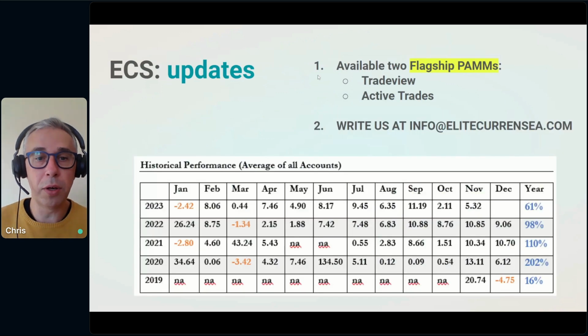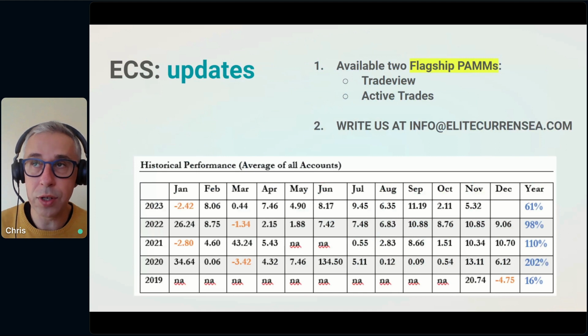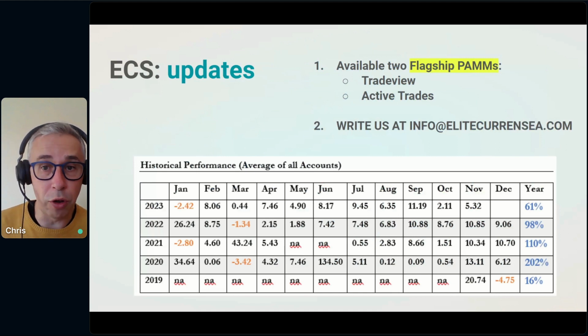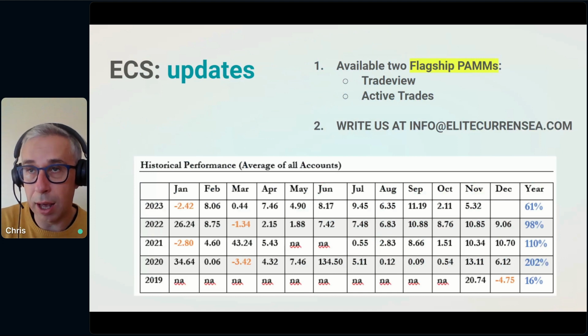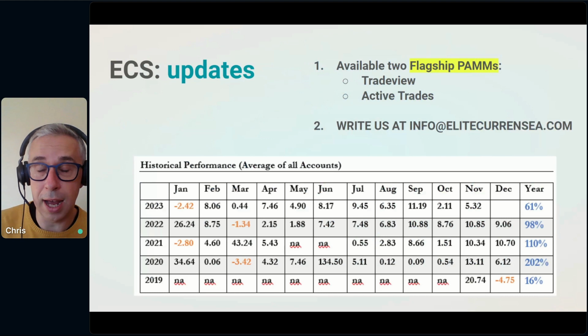All right, now here I wanted to show you my historical performance, the average of all my accounts. The reason I will show you my FX Book link of one of these accounts is in the next slide. So for those that are wondering, just hang in there until the next slide where we have the MyFXBook link.